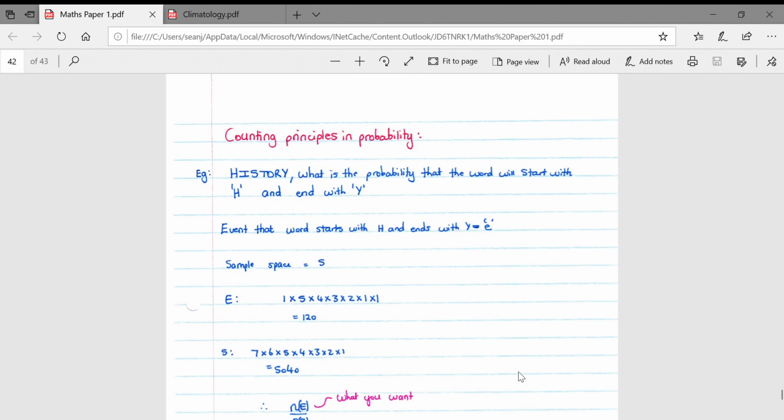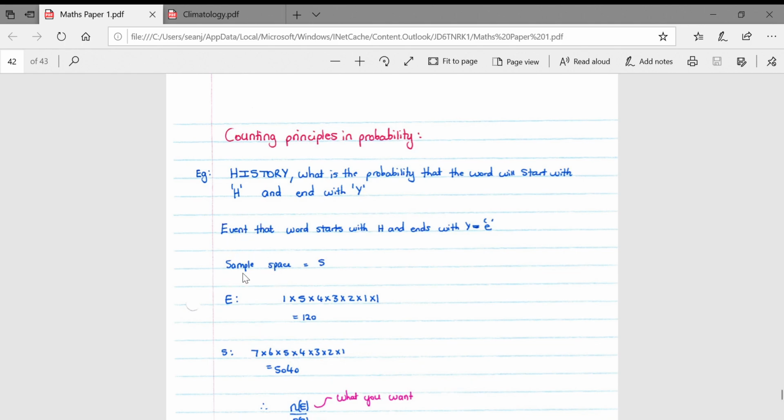Counting principles and probability. So they can also link counting principles with probability. If we look at this example, the word history, what is the probability that the word will start with H and end with Y? So you've got to immediately be thinking to yourself, both the first position and the last position are locked, because there's only one possible choice for them.